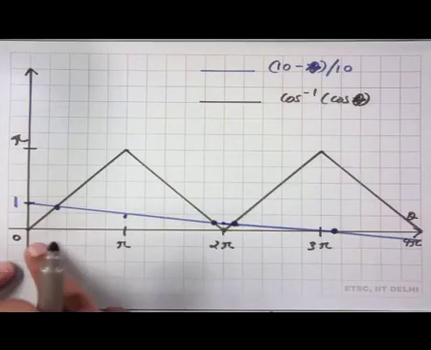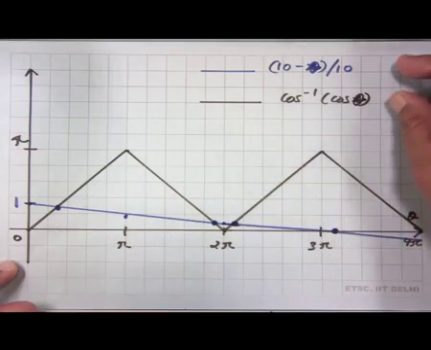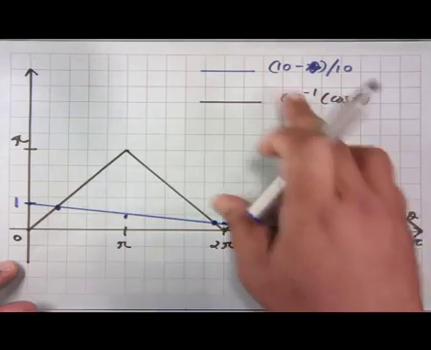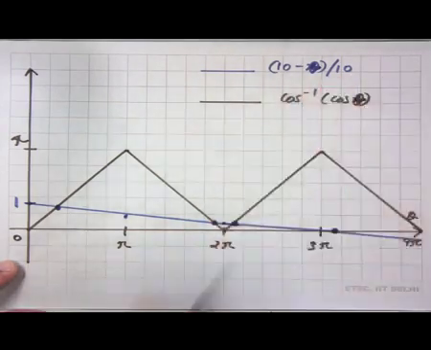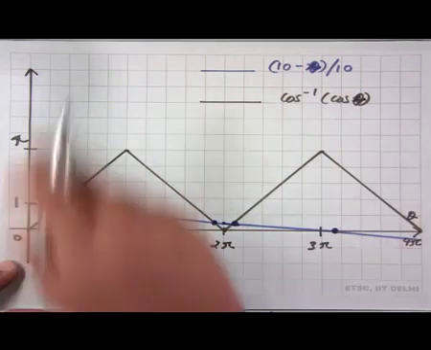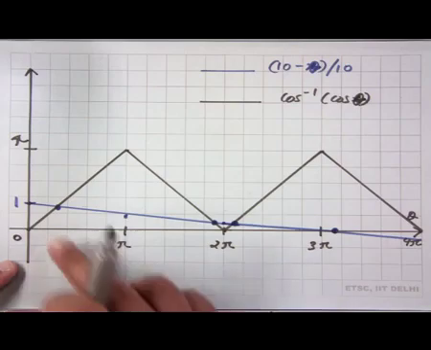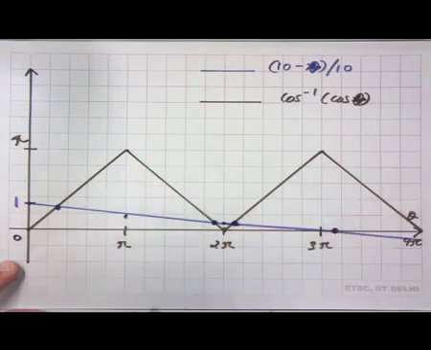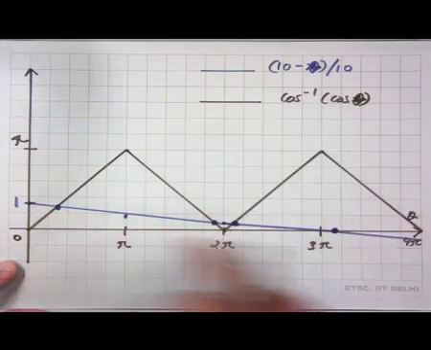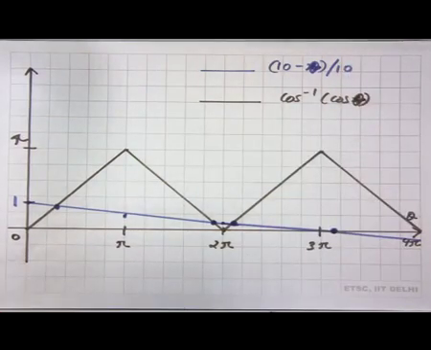So, in this graph we have plotted both the curves for the function cos inverse cos theta as well as the function (10 minus theta) over 10. On the horizontal axis we have theta, on the vertical axis we plot the values taken by these two functions. In black we have plotted the graph of the function cos inverse cos theta. In blue we have plotted the graph of the function (10 minus theta) over 10.